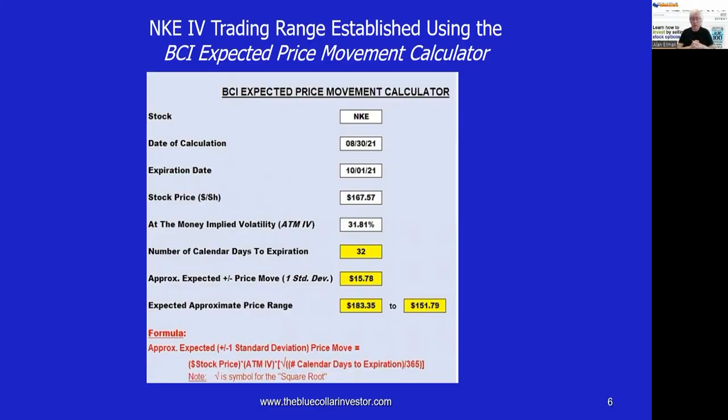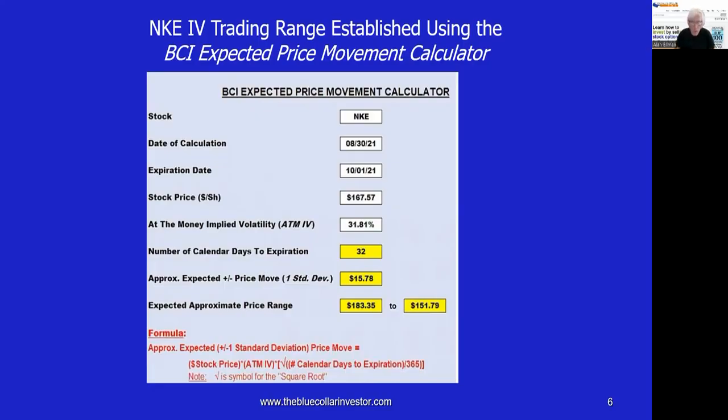Okay, pen and paper if you want to take down the formula. Here's how you do it. If you have access to this spreadsheet, which all premium members of BCI do have, just go to the member site on the right side, resources download section, scroll down to E for expected price movement calculator.